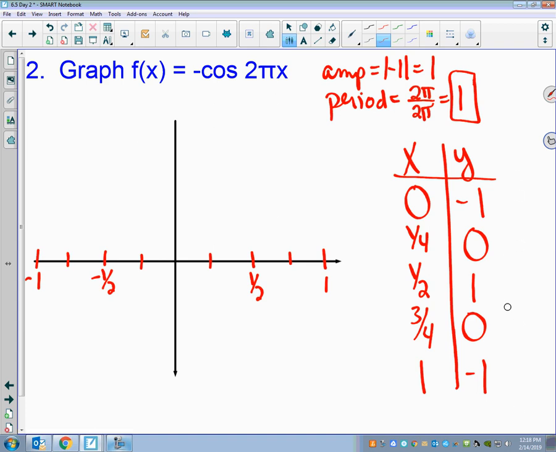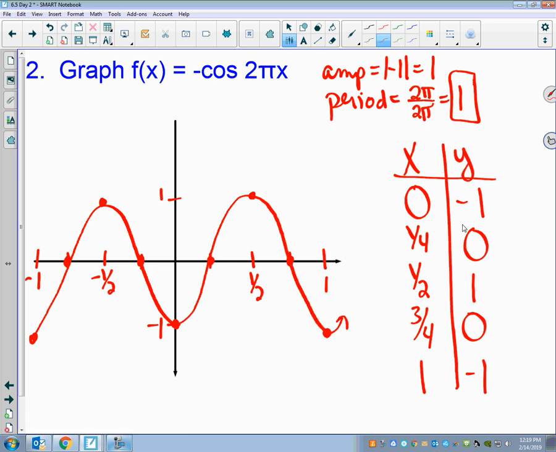If there's no vertical shift or no amplitude, then my y values aren't going to change much, right? So I'm going to label this as well, and then I'm going to make my points. At 0 now, it's going to start down here. Then it's going to go to 0, up to 1, back to 0, and down. And remember that cosine is even, so it goes the same way on this side. And I get something like that. But if you don't label your x-axis, that's a really big deal, okay?